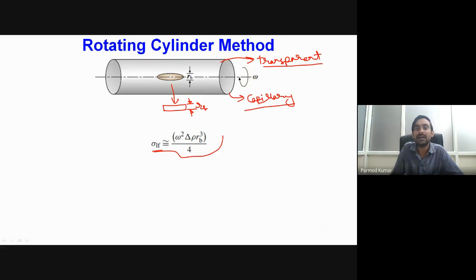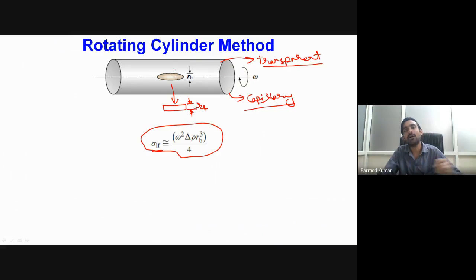So this is the relationship between the value of the surface tension, the rotation of the capillary, and the radius of this elongated bubble profile, when we have considered it identical to that of a cylindrical nature. In this particular method, we often use stroboscopic light in order to find out the size of this bubble.